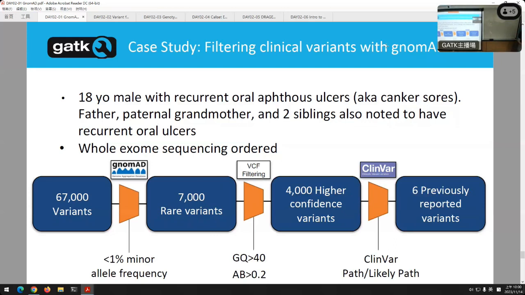And then you can look in ClinVar to see whether any of those 4,000 variants have already been reported as pathogenic or likely pathogenic for the condition that you're interested in. And it turns out that in this case, there are only 6 variants that were previously reported as pathogenic or likely pathogenic, and 6 is a much more manageable number. So you're in pretty good shape now. You should be able to find your patient's cause of disease.